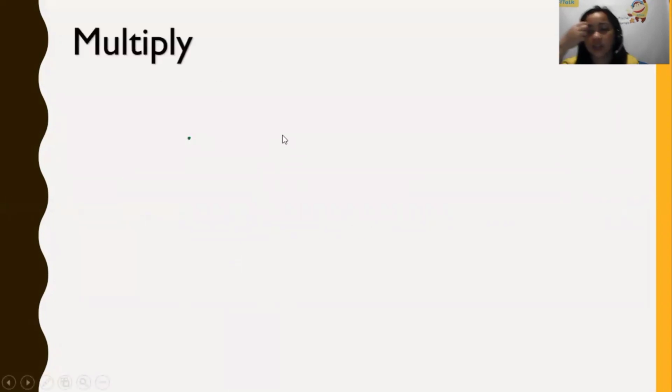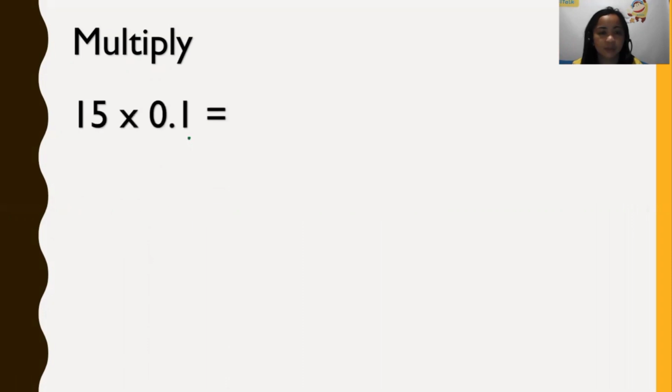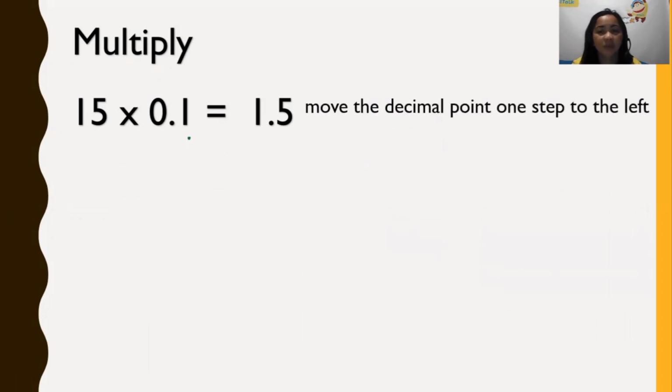Okay, now let's have the negative. Okay, let's have another set of examples. Here, we have 15 times 1/10. The answer is 1 and 5/10. So what happened to 15? Move the decimal point 1 step to the left. So nabaliktad naman kanina to the right, ngayon to the left.